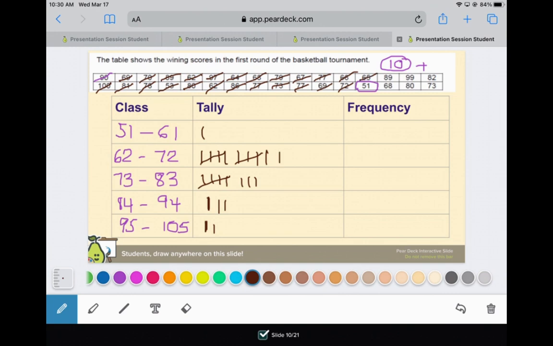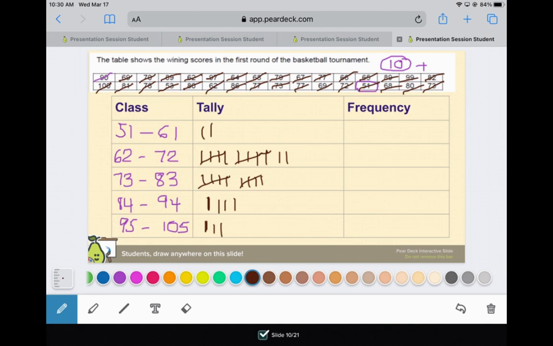65, 51, 89, 68, 99, 80, 82, and 73. All right, so that is the number that I got. I count the values, I put in the tally.